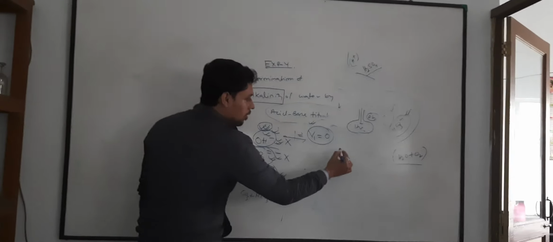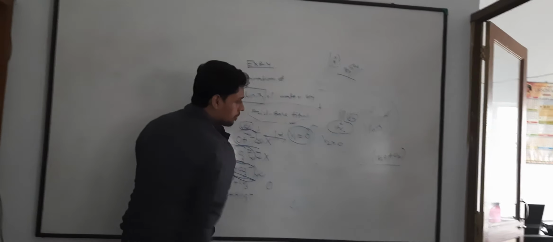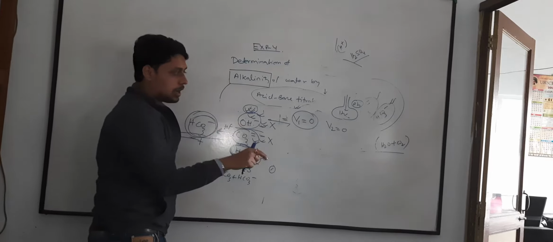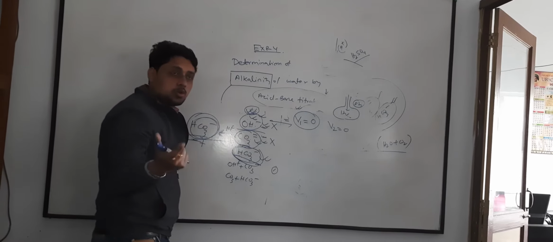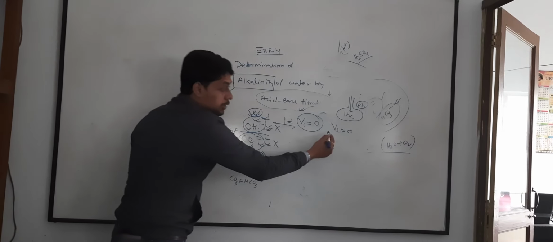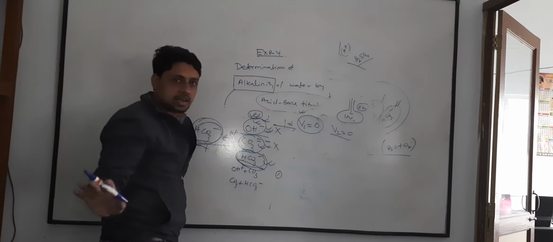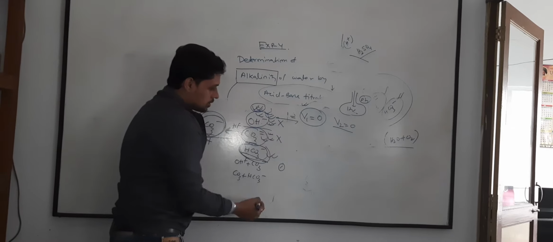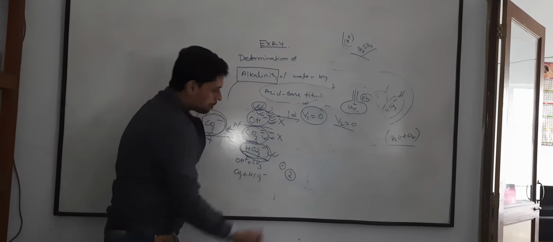When V2 equals 0, that means when you have added methyl orange, there will be no color change. Methyl orange only shows color for bicarbonate. So when V2 equals 0, that means there is no bicarbonate. It only contains OH minus. So it will be possibility number 2.